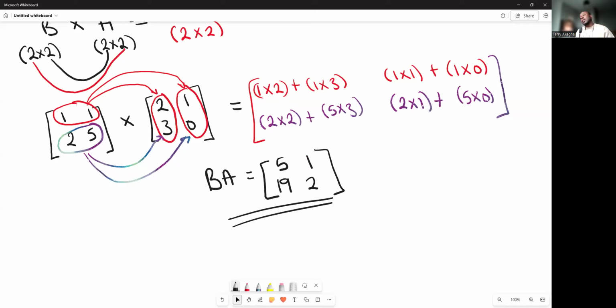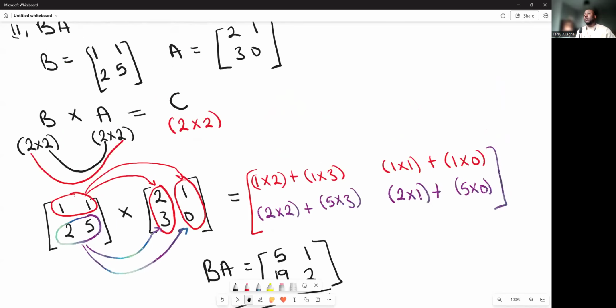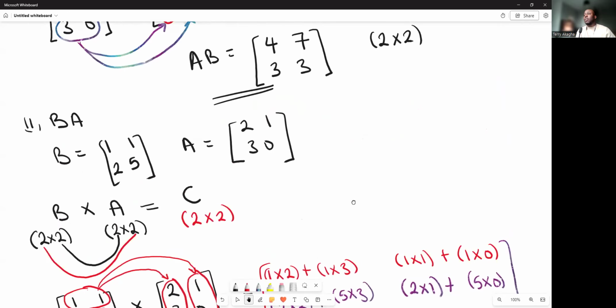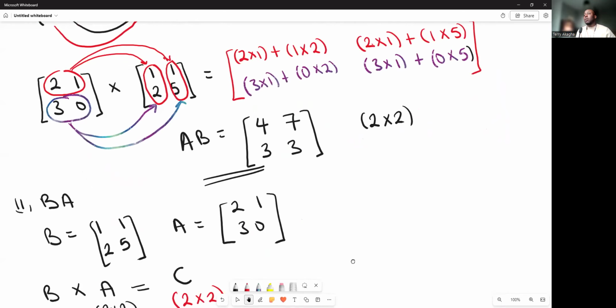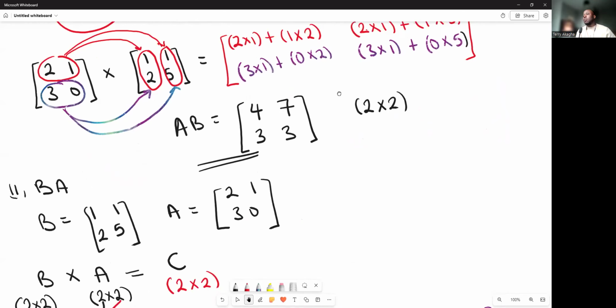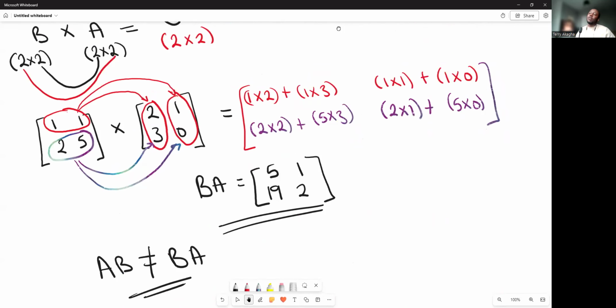So you can see that the answer we got from AB is not the same thing we got from BA, all right? For AB, what was the answer we had there? We had 4733. Does that make sense? We had 4733, but for BA, we're having 5, 1, 19, and 2. All right. And that will bring me to the end for this.